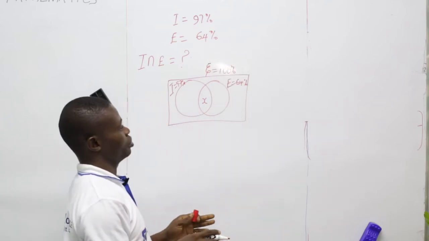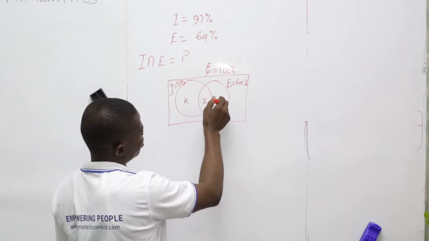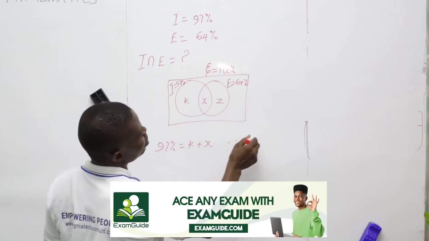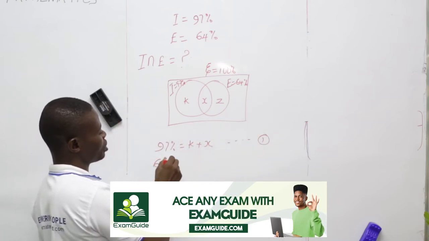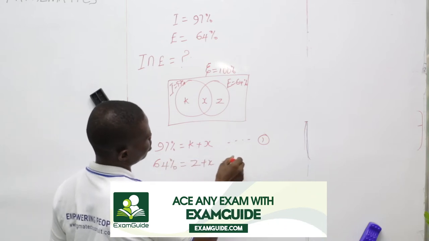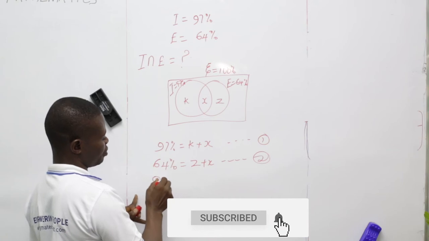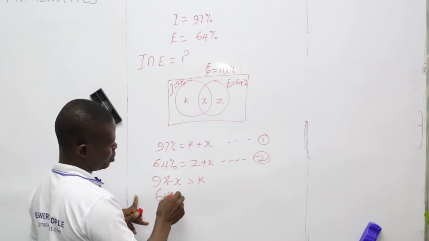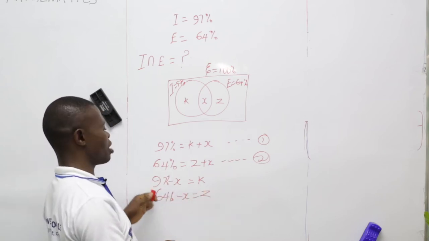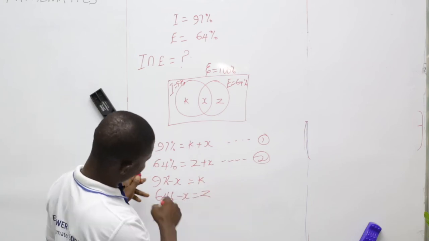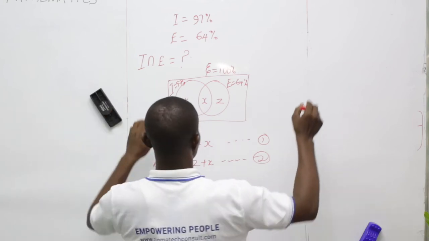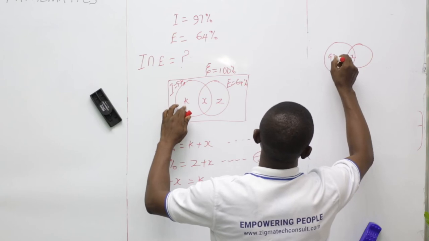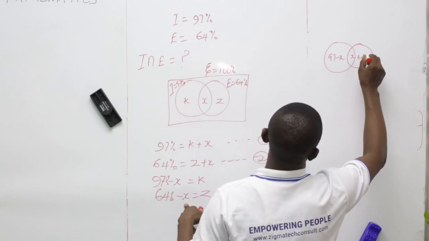So, if we want to get here, let's say K, Z, that is 97% equals K plus X, equation 1. And 64% equals Z plus X, equation 2. So that 97 minus S will give us K, and 64 minus S will give us Z. So wherever we see K and Z, we call them the value we have assigned to them. That is to say, this is S, this is K. What is K? 97 minus S. What is Z? 64 minus S.